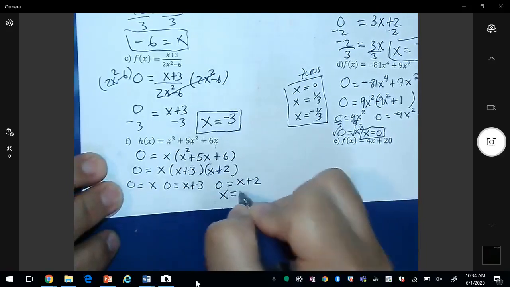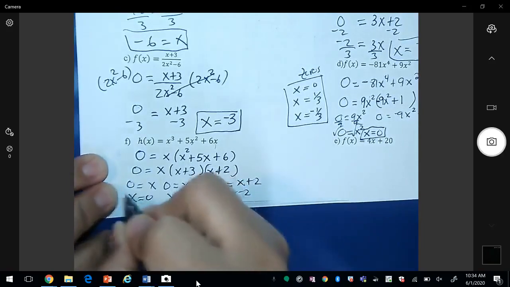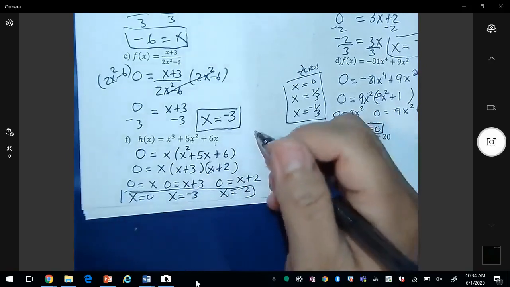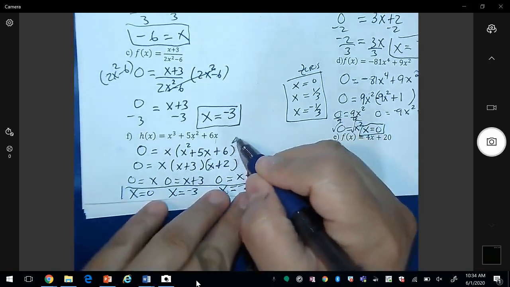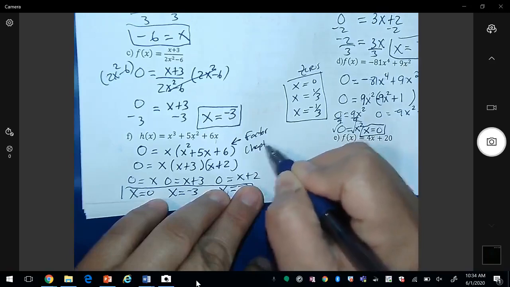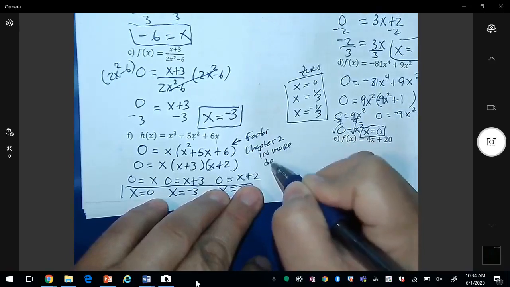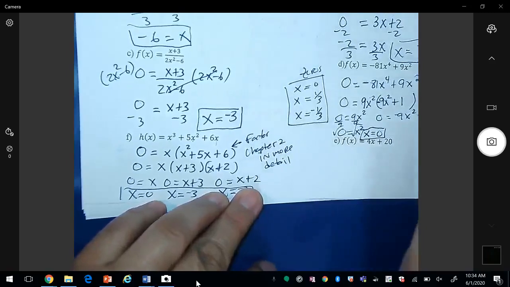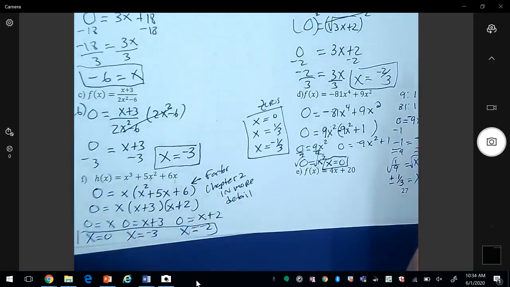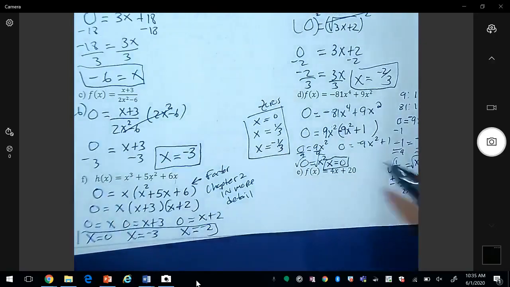So x is negative 2, x is negative 3, and x is equal to 0. Don't worry too much for this chapter on factoring this. We will look at this in chapter 2 in more detail. Same for letter D. The ones you want to be more familiar with right now would be A, B, C, and E.